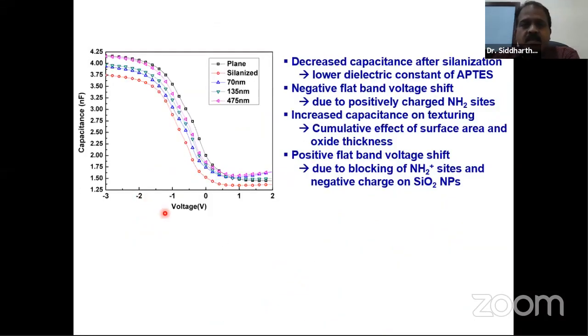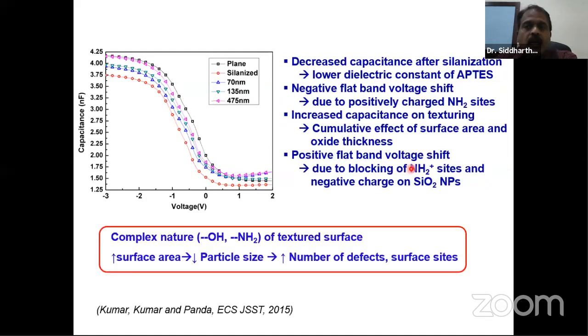Then again, from the CV measurements, as I mentioned earlier, we were able to understand why the capacitance went down once we added salinization. It is because of the dielectric constant of this APTS layer, which is on the order of nanometers in thickness. And we saw that the negative flat band voltage shift was because of this amine layer. Once we had texturization, there was an increase in capacitance because the surface area went up. We also looked at the positive flat band voltage shift because of these different steps.